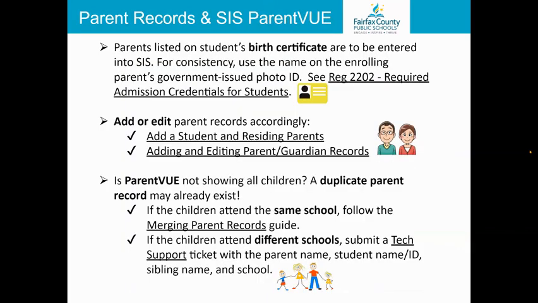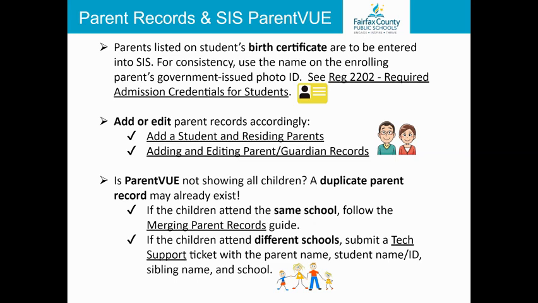Next slide. Let's jump into parents. A couple of things about parent records and SIS parent view. Big reminder here, we talked about this at the middle of year conference, but parents that are listed on the student's birth certificate are to be entered into SIS. Now for consistency, because of those families with multiple children, especially across elementary, middle, and high, you can use the name that appears on the enrolling parent's government issued photo ID. That way the parent record is consistent for all the children in the family.